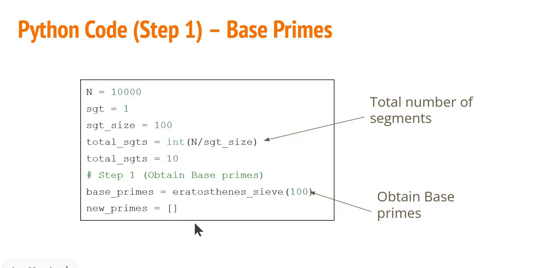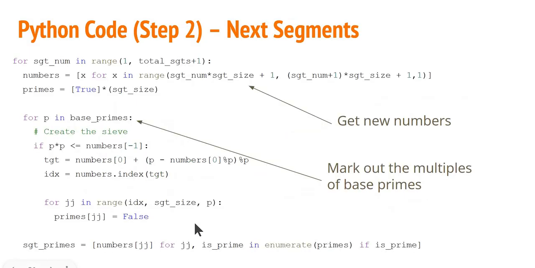Now I'm interested in new primes, which will be updated every segment. So I just go and load a new segment. Again, this comprehension here basically gets the next segment, like I was getting 101 to 200, 201 to 300, and so on and so forth. And I just run this over base primes.